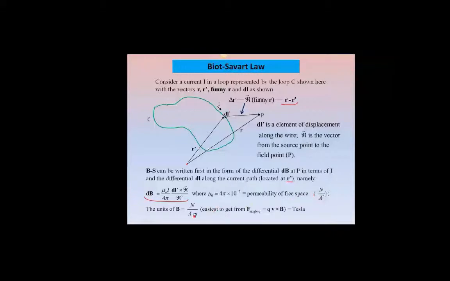The units of B, if you just take and substitute in the units for all of these things here, would be newtons divided by ampere meters. You can get that easiest from just looking at this equation here, putting in coulombs, putting in the velocity, which is meters per second, and then figure out B in terms of newtons. One of these, 1 newton per ampere meter, is equal to a Tesla. And this is the most common unit for B.